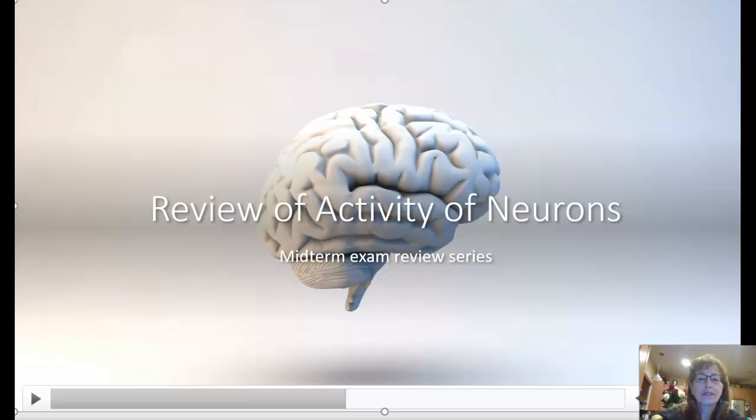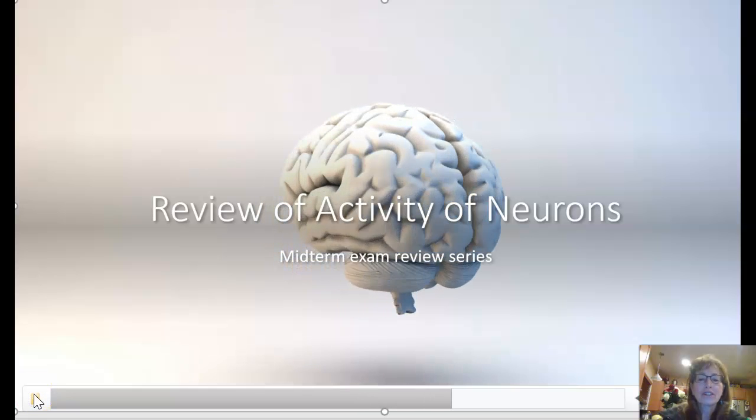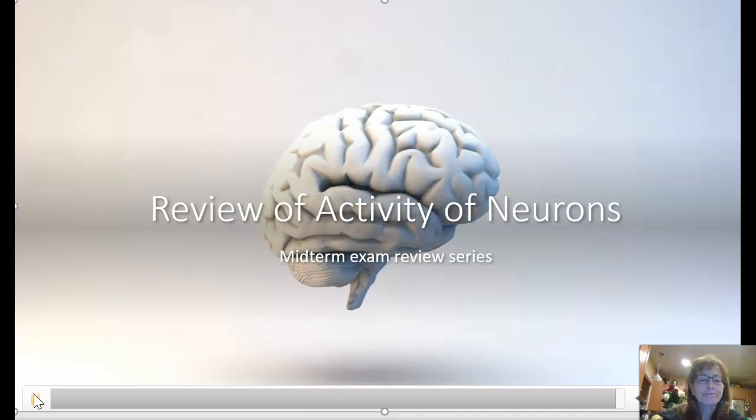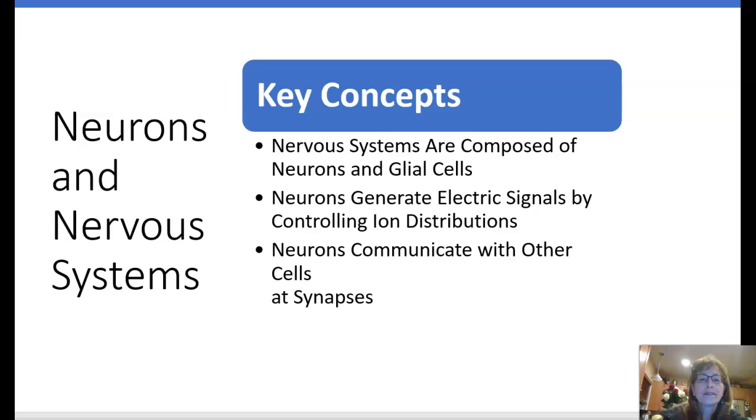In this review video, we're going to look at the activity of neurons and talk a little bit about some of the structures that are involved with their activity. So let's go. Neurons in the nervous system, we're interested in looking at these key concepts: that neurons and glial cells really make up our nervous system, and that neurons play the starring role because of how they're able to generate and communicate these electrical signals, which allow for further communication with other cells and other neurons at those places we call synapses.